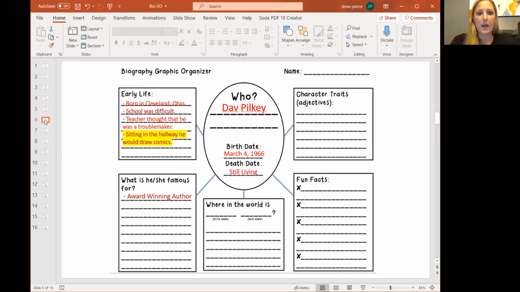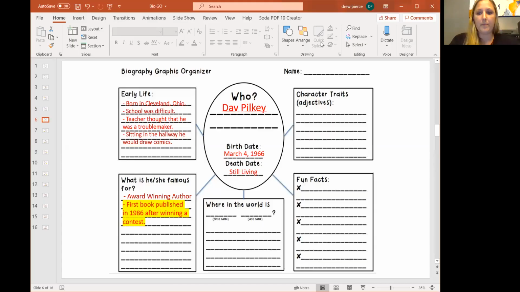It tells me that he first published one of his books in 1986 after winning a contest. So that was the way he first published his first book, was by winning a contest. So again, I can put that under what he or she is famous for, because that's something that kind of started off his career, is that first published piece.